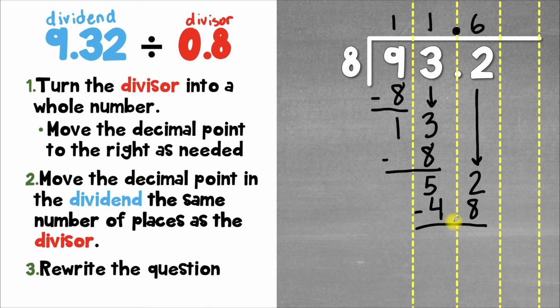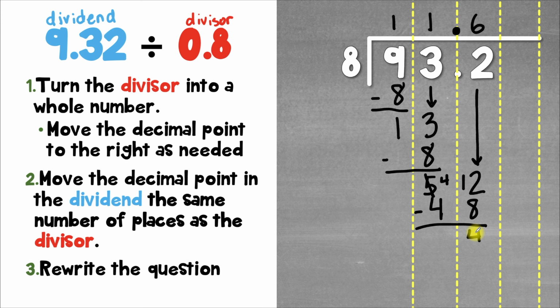Now let's subtract this. We can't subtract 8 from 2, so we're going to have to borrow. This 5 will become a 4, and this 2 becomes a 12. 12 minus 8 is 4, and 4 minus 4 is 0. But that'll be in the front of the number, so it doesn't really matter.